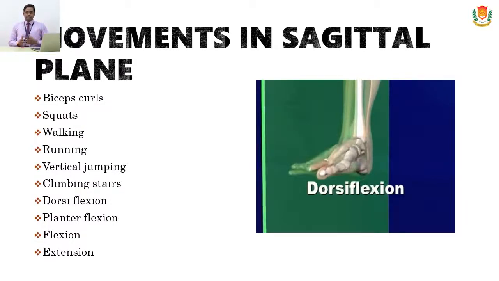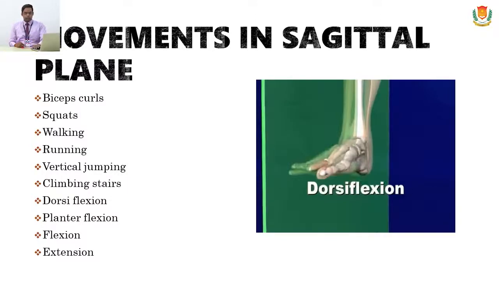What other movements can there be? Flexion, obviously I talked about, and extension. Forward bending of the spine, forward bending of the neck, forward bending of the head, backward bending of the head, backward bending of the neck and backward bending of the spine. These movements all come under the sagittal plane and frontal axis. And obviously I gave you the example of dorsiflexion and plantar flexion as well.